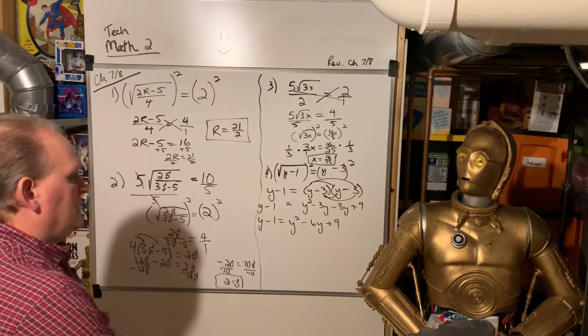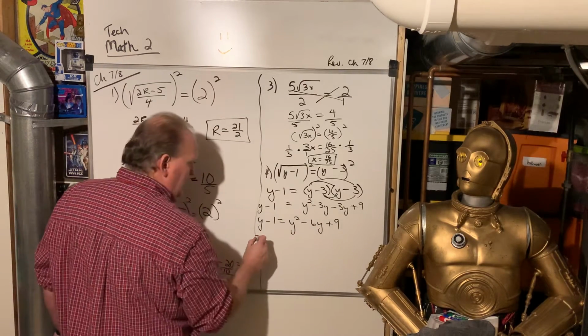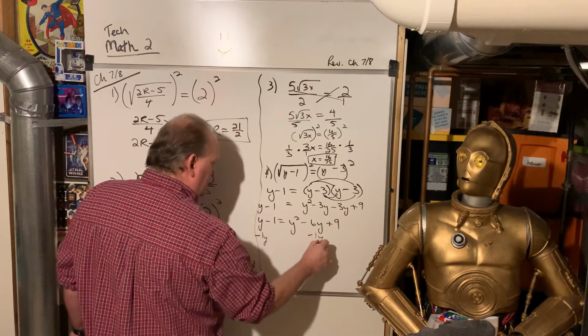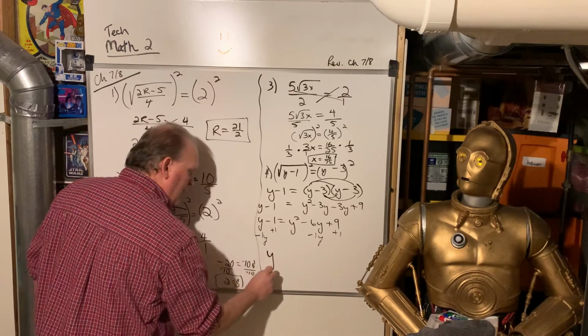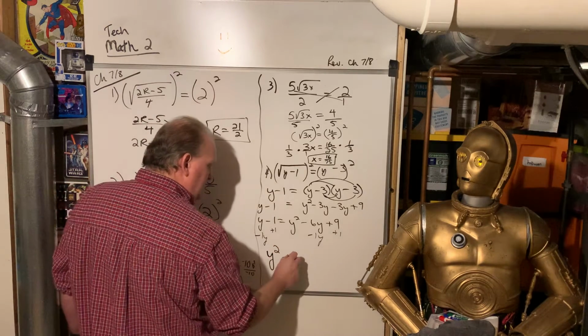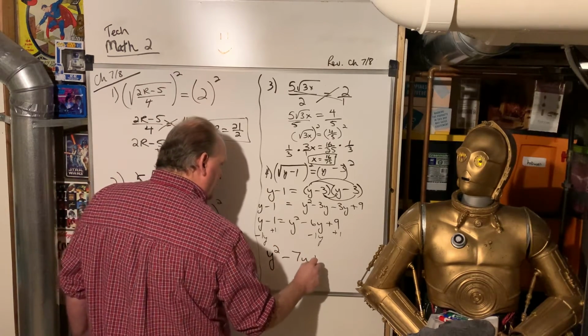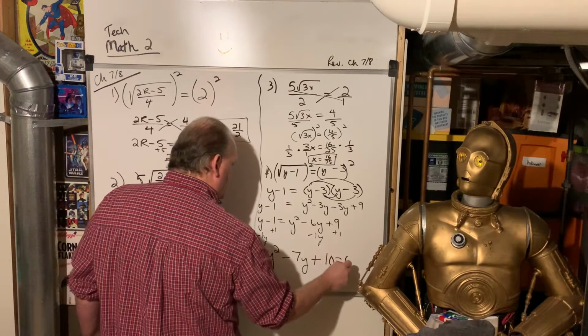Then we gotta get all this stuff over to that side, so minus 1y and plus 1. So now you have this. y squared minus 7y plus 10 equals 0.